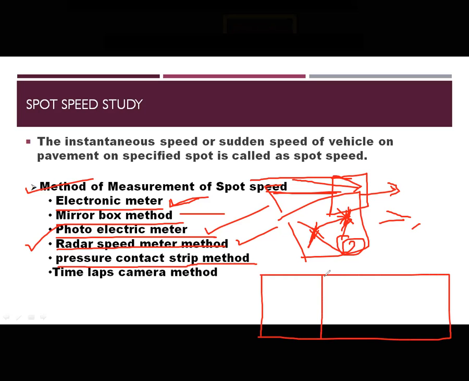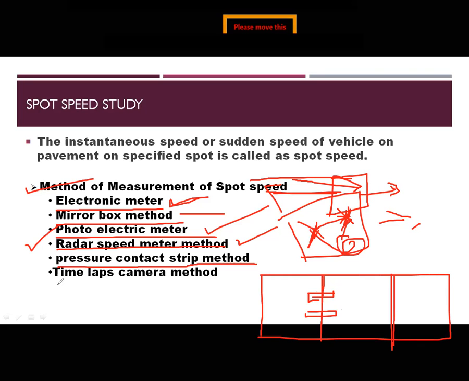Okay, on the basis of the pressure of a tire which is applied on the strip, the system counts the exact speed of the vehicle.